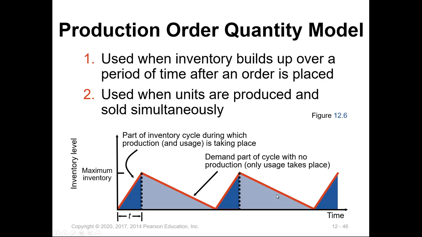The second independent demand model is the production order quantity model. Because this model is suitable for production environment, it's commonly called the production order quantity model, which can be applied in two situations: when inventory builds up over a period of time after an order is placed, and when units are produced and sold simultaneously.